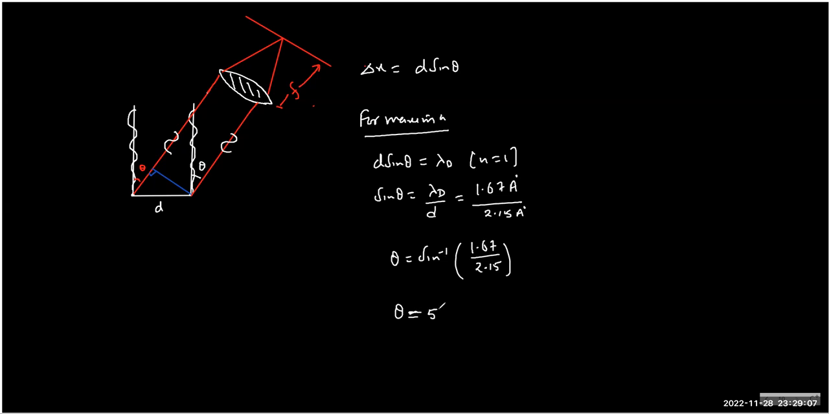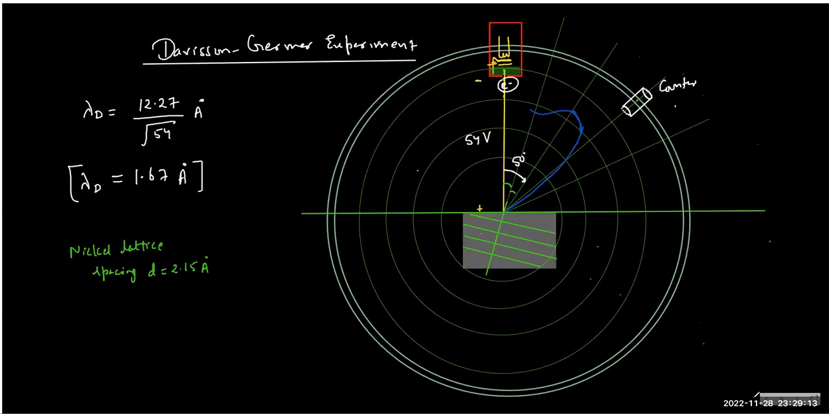Now coming back to this experiment, the law of diffraction or interference is also justifying this experimental setup, isn't it? At 50 degrees we are getting the maximum intensity, because at 50 degrees the interference is constructive. Do you realize this?